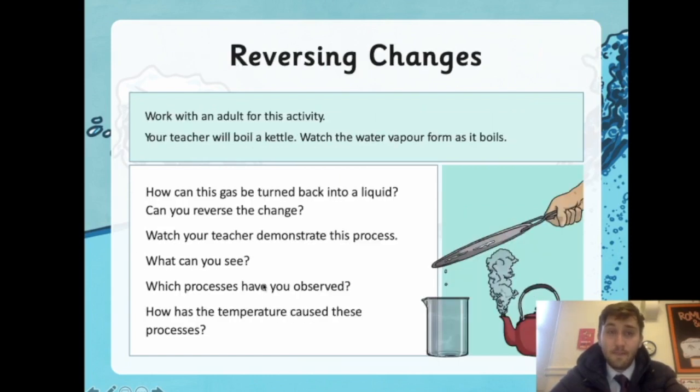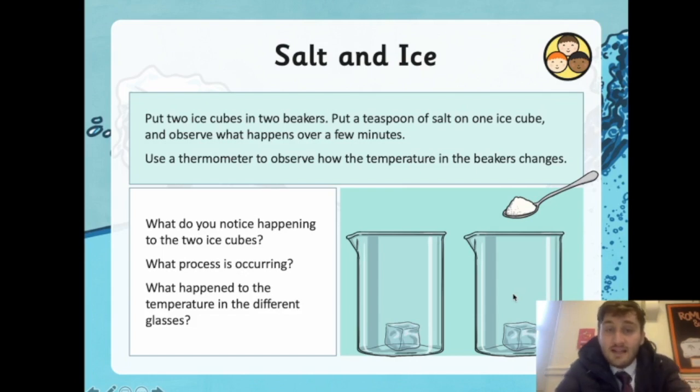Once you have done that, I want you to work with an adult for this activity, someone at home, and I want you to boil a kettle. And I want you to watch water vapour form as it boils. So how can this gas be turned back into a liquid? Can you reverse this change? What can you see? Which processes have you observed? And how has the temperature caused these processes? So have a go and boil your kettle with an adult and write a few sentences about what you have noticed.